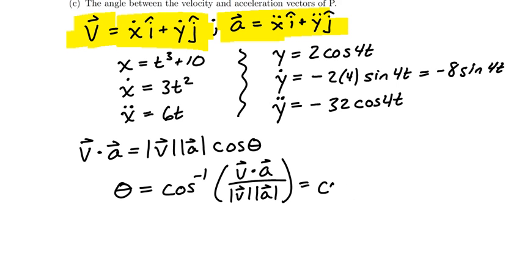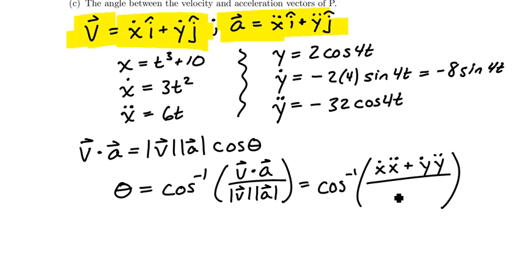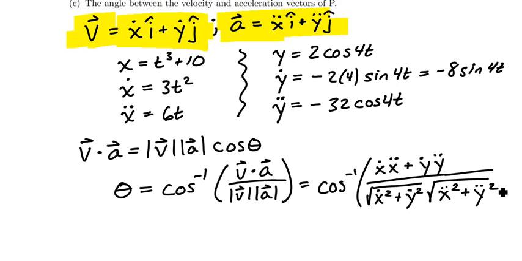If I go ahead and expand this quantity inside the parentheses, taking the velocity vector and dotting it with the acceleration vector, I'm simply going to have x dot times x double dot plus y dot times y double dot. Then I need to divide by the magnitude of the velocity vector, which will of course be the square root of x dot squared plus y dot squared, times the magnitude of the acceleration vector, which will be the square root of x double dot squared plus y double dot squared. If I evaluate that arc cosine, I can find the angle of interest.